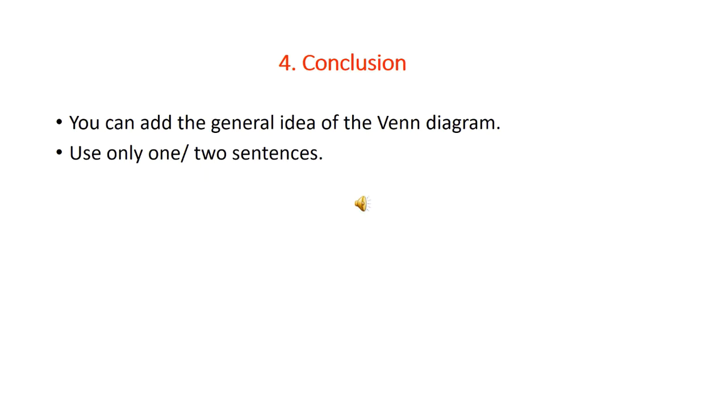Conclusion. Our last paragraph is about conclusion. Here you remember not to write your personal idea, but you can add the general idea of the given Venn diagram. You use only 1 or 2 sentences for the conclusion.